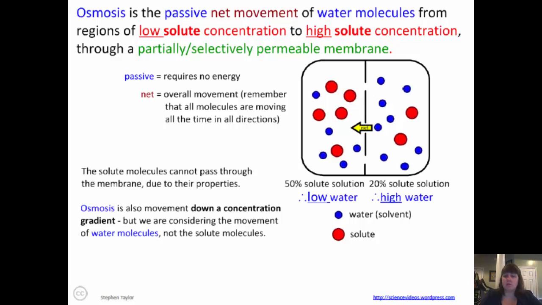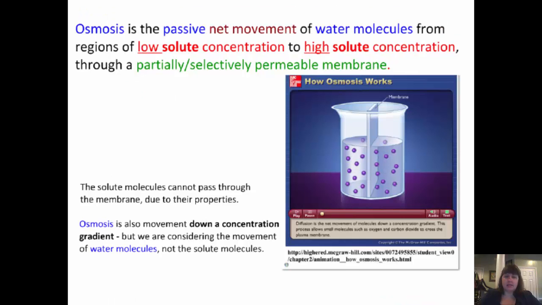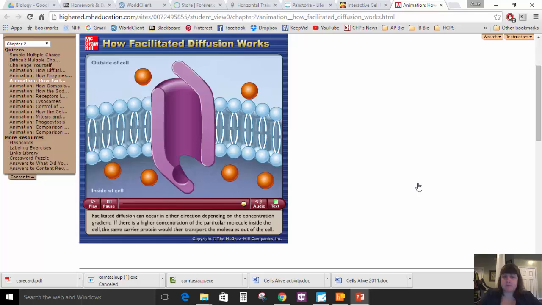So in our image here we're looking at 50% solute, which means low water, and 20% solute, which is high water. So our water is going to move from high water to low water. So we're still moving down the concentration gradient because we are considering the movement of the water molecules, but we express it in terms of the solute solution, the solute molecules. All right, so let's look at another video, this time looking at how osmosis works.